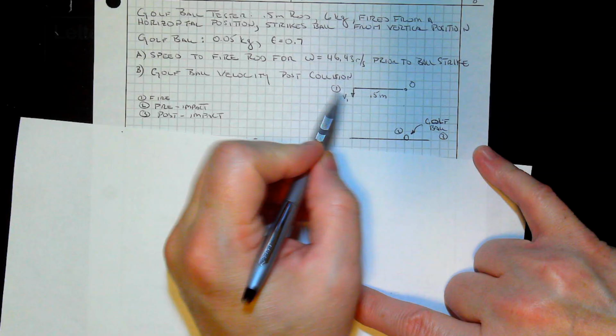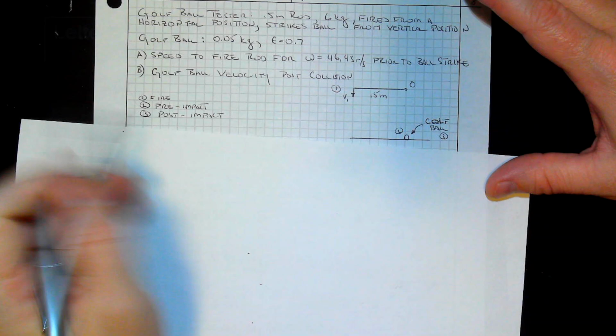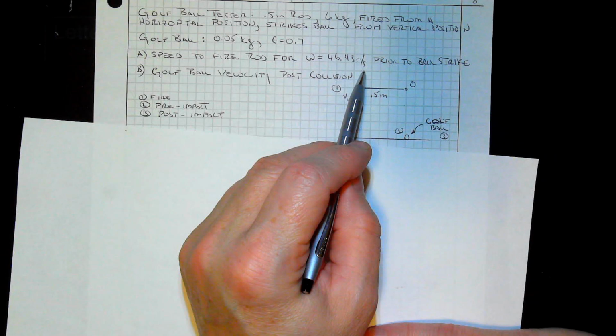All right, I have another impact problem for us. So what we have here is a golf ball tester. It consists of a half-meter long rod, which has a 6 kilogram mass, and it is fired from the horizontal position. So it isn't just starting from rest and having gravity pick it up. We need a machine to fire this off at a given velocity. We're going to figure that out. And then, with the help of gravity, it continues to come down.